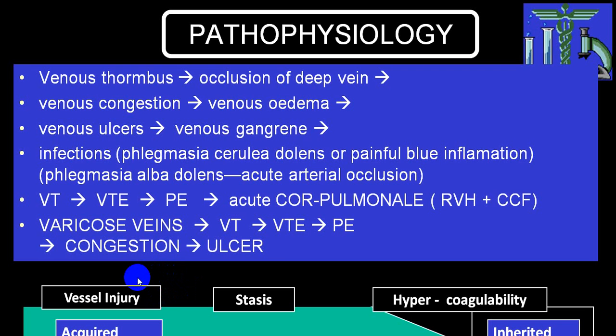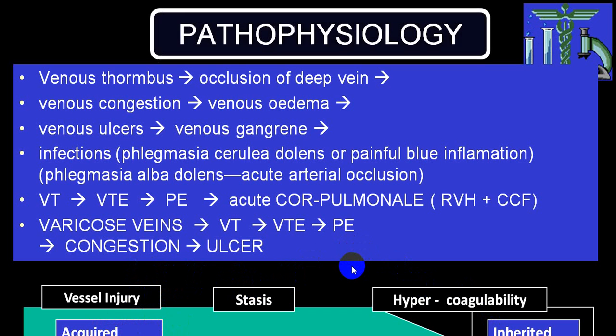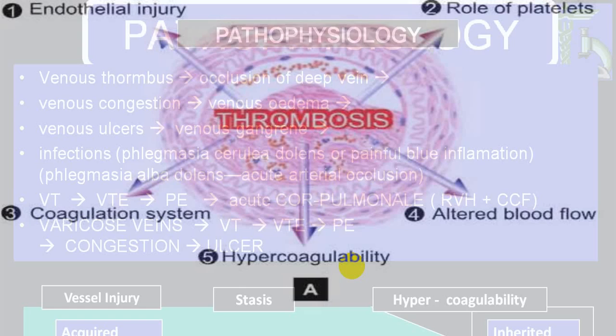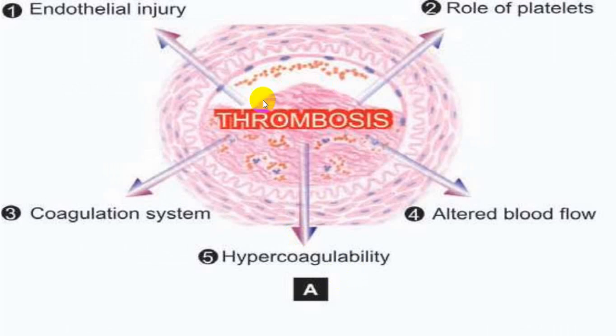So, three conditions: vessel wall injury, stasis, hypercoagulation, whether inherited or acquired conditions, they can end up in venous thrombosis. So thrombosis can be secondary due to endothelial injury, platelet activation, coagulative system activation, hypercoagulation, and because of stasis.